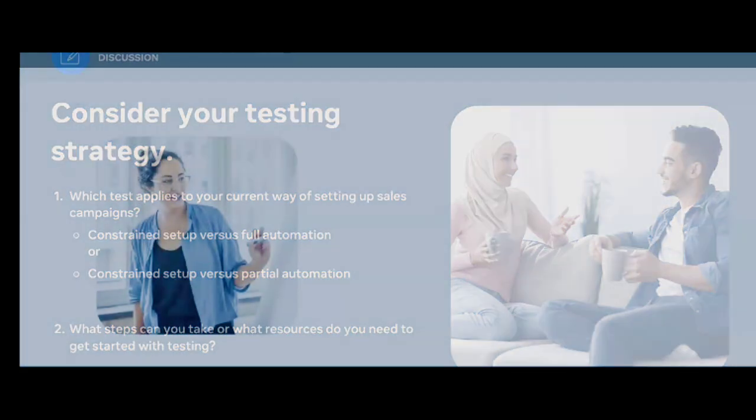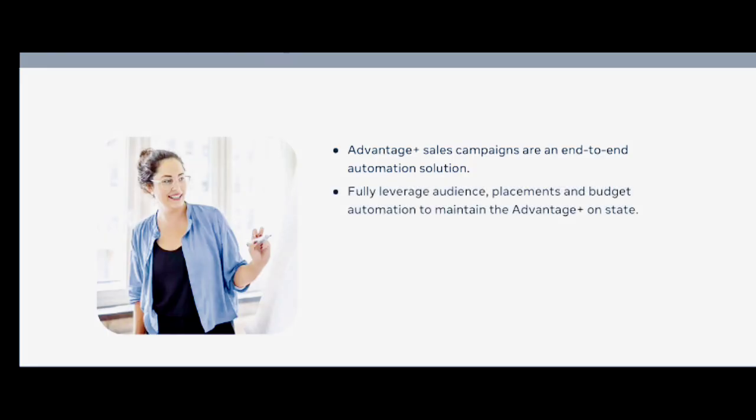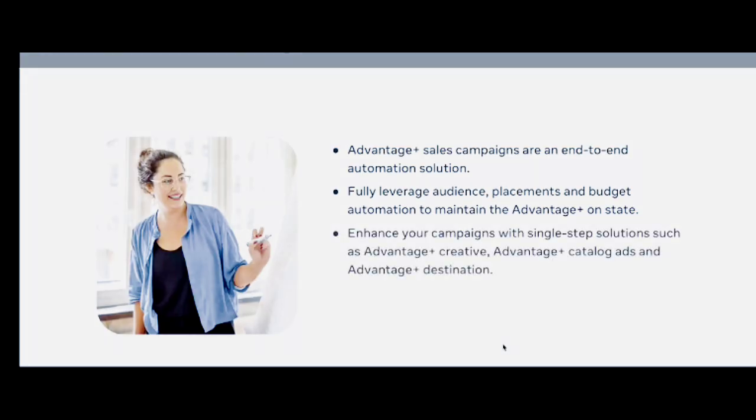In addition to that, what are some of the key takeaways? We talked about Advantage Plus sales campaigns. They're a fully automated end-to-end solution. You can utilize audience automation, Advantage Campaign Budget automation, as well as placement automation. With Advantage Plus sales campaigns, you can enhance your campaigns as well with single-step solutions. Advantage Plus Creative is an example of that, Advantage Plus Audience is another example, and they can be utilized as single-step solutions. Advantage Plus Catalog Ads and Advantage Plus Destination as well.